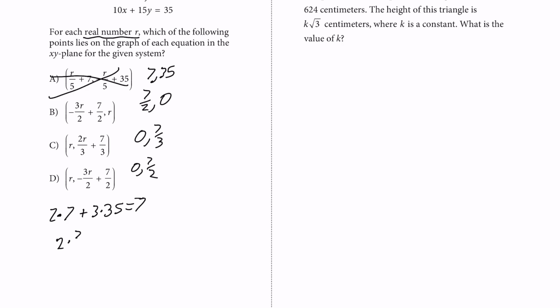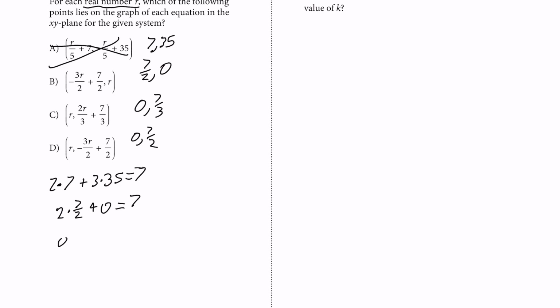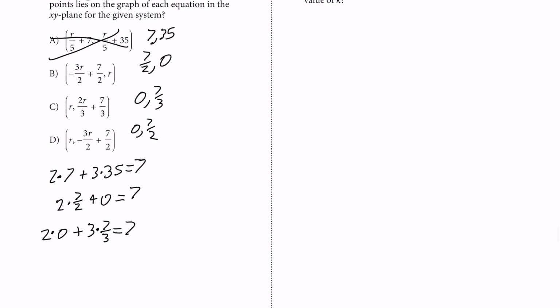2 times 7 over 2 plus 0 equals 7. That is correct, so B is a possible choice. 2 times 0 plus 3 times 7 over 3 equals 7. That is correct, so C is a possible choice. And then 2 times 0 plus 3 times 7 over 2 equals 7. That's also not correct. So that was what we got when plugging in 0.